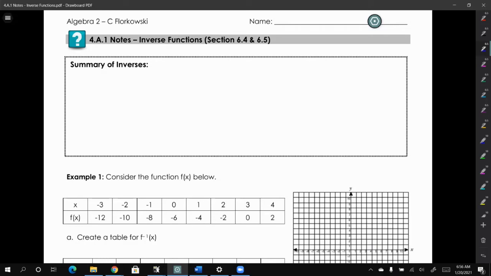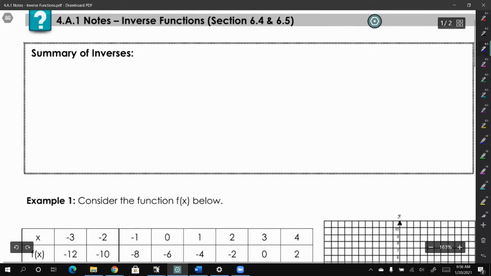Today we're going to be talking about inverse functions. So what an inverse is, it undoes a function. And we use inverses a lot without actually realizing it.